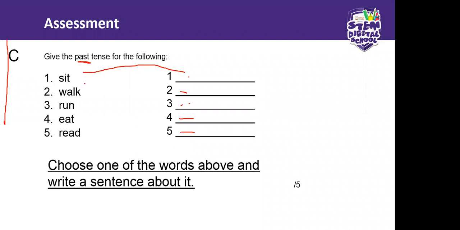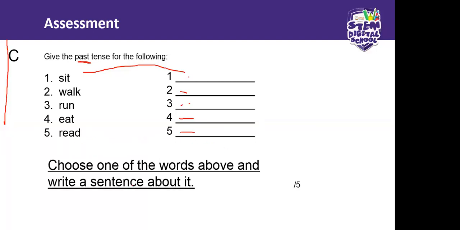Well, I'm going to repeat it one more time. Every day I sit, but yesterday I. Every day I walk. Yesterday I. Past tense. Past tense for run. Then the past tense for eat. And the past tense for read.